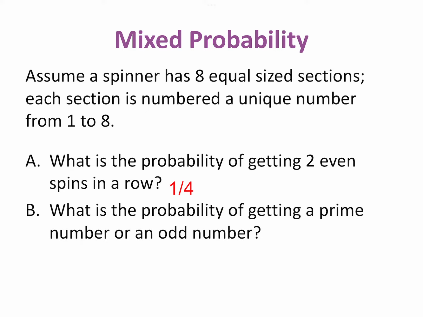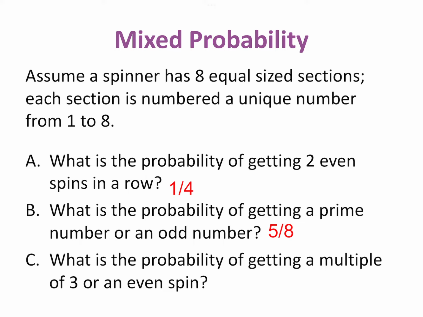Part B, what is the probability of getting a prime number or an odd number? So when we looked at our prime number, we had 5 out of 8. Our odd number, we had a half of them. So when we put it together, they have to be one or the other, so prime or odd. All of our primes wouldn't have any odds that weren't prime. What is the probability of getting a multiple of 3 or an even spin? So our multiple of 3 was 2 out of 8, but then we have to add in any other even numbers, so you would get 5 out of 8.